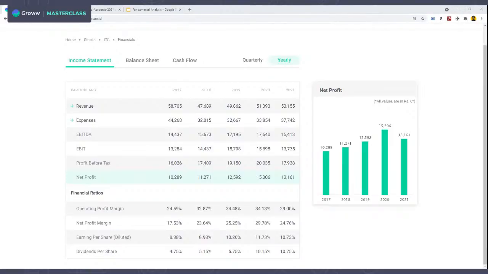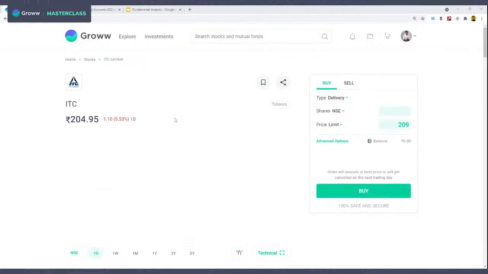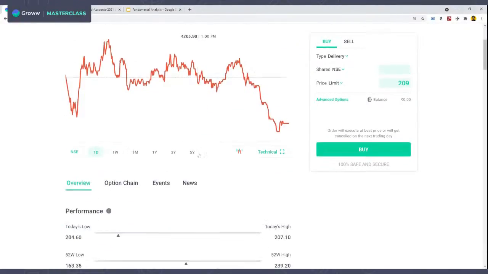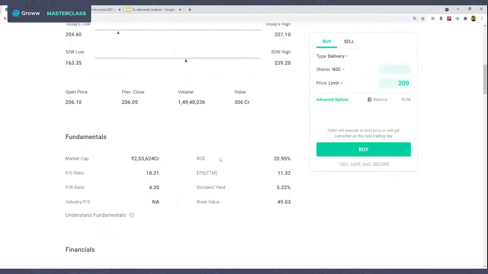Now, the third thing in the presentation that we will look at is something known as return on equity, also known as ROE. I don't know whether you guys have heard of this, but ROE is also very important when it comes to understanding the profitability ratios for any stock. Now if you look at ROE, let me go back to ITC over here. Now come down, and you will look at this. See this, ROE is here, return on equity. Return on equity is currently 20.95%.